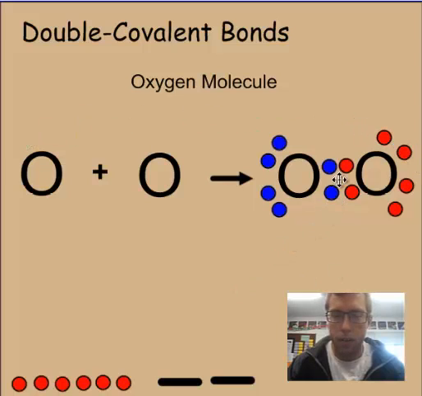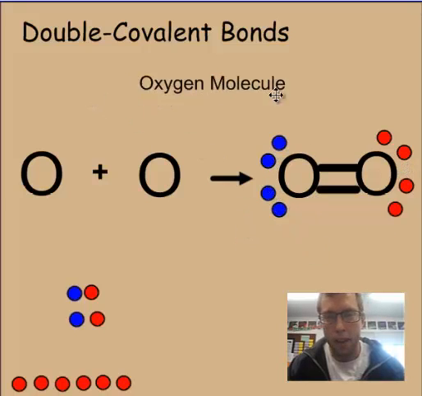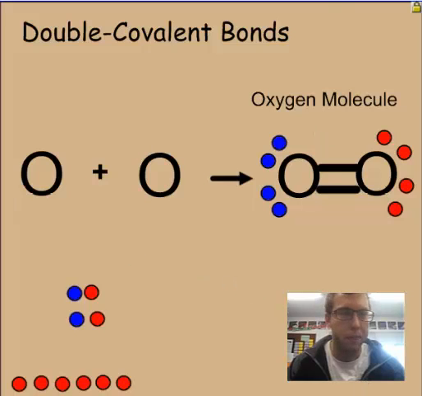All right, so now let's replace these with the lines to show the double bond. So you have 2 lines now because it's a double bond. It kind of looks like an equal sign. So whenever you see an equal sign with the bonding, that shows a double bond. We have 1, 2, 3, 4, 5, 6, 7, 8 for both of these oxygen atoms, and they're both happy. And this would be an oxygen molecule.